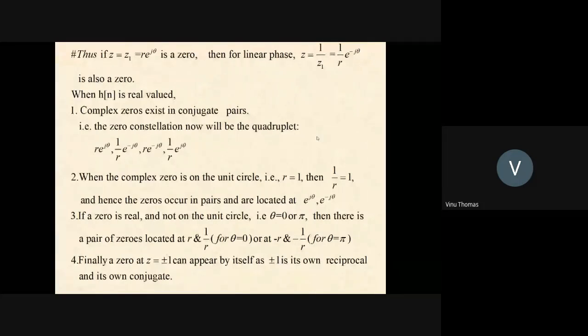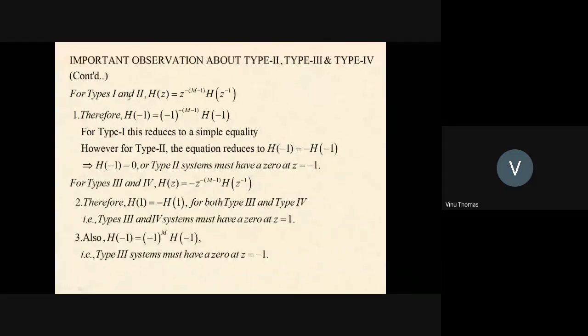What we will also look at is the zeros at plus or minus 1. So we see that for type 2, you should definitely have a 0 at z equal to minus 1. For types 3 and 4, you definitely will have a 0 at z equal to plus 1. And for type 3, you will also have a 0 at z equal to minus 1. So for type 3, you will have a 0 at z equal to 1 and at z equal to minus 1.